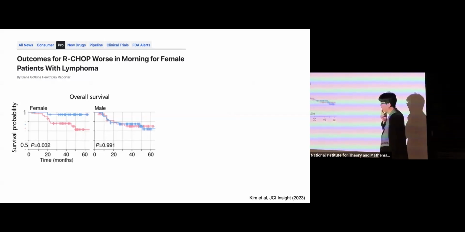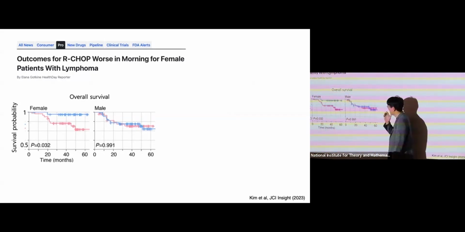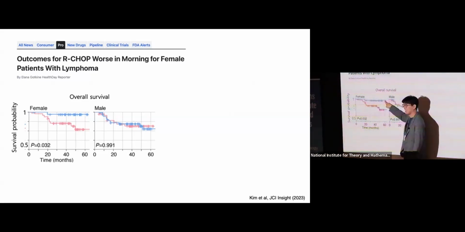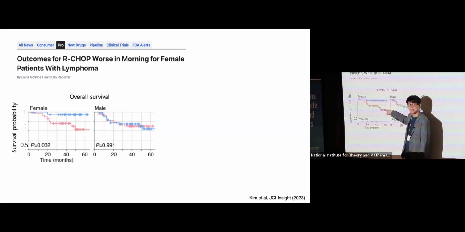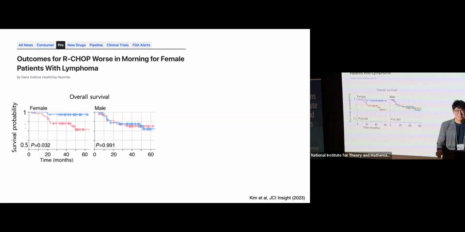So we compare the morning group and afternoon treatment group. And this is an afternoon treatment group, and this is morning treatment group. So we're tracking the 5-year survival rate. Afternoon group, 98%, only 2% of people die. But morning group, 25% of people die. That's a huge difference. And another surprising thing is this difference is only observed in the female.